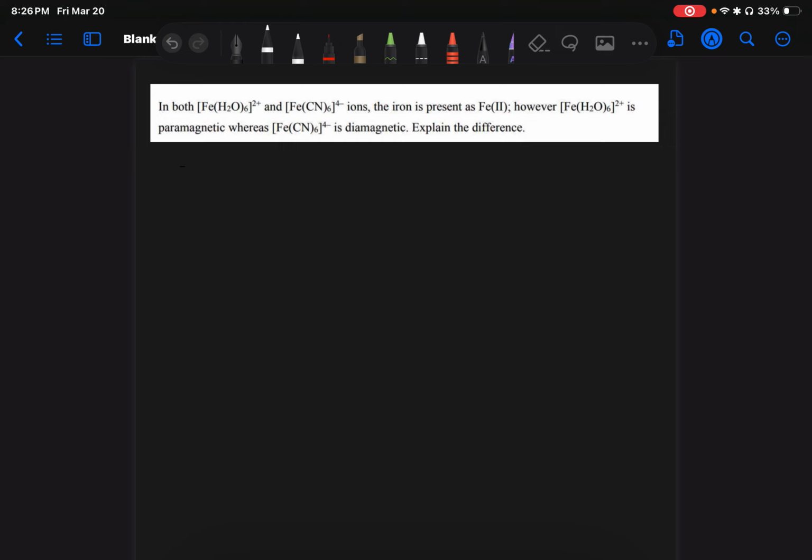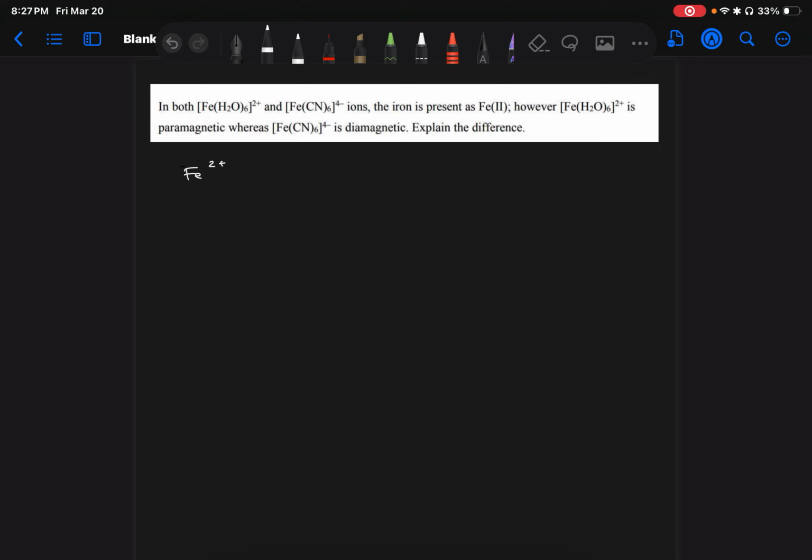So we know that both of these are Fe 2 plus, right? Because H2O has a charge of 0, so Fe 2 plus on the first one, and then cyanide gives a negative 6 charge, so iron has to be positive 2 on the second ion. So now what it's saying is that Fe(H2O)6 2 plus, the hexaaquairon(II) ion, is paramagnetic, while the hexacyanoferrate ion is diamagnetic.